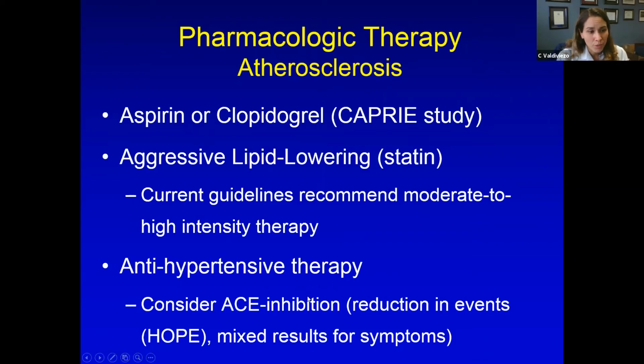Antihypertensive therapy is really important too. You can consider ACE inhibition. They've shown a reduction in events in the HOPE trial, but this is somewhat mixed results for symptoms.